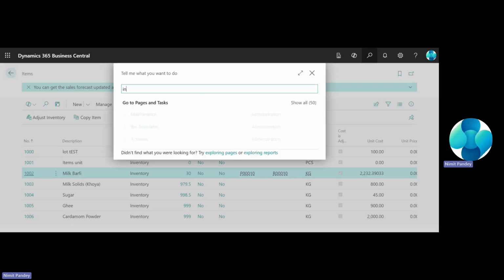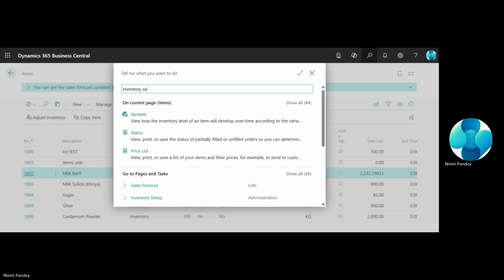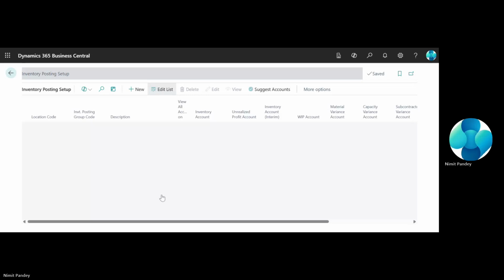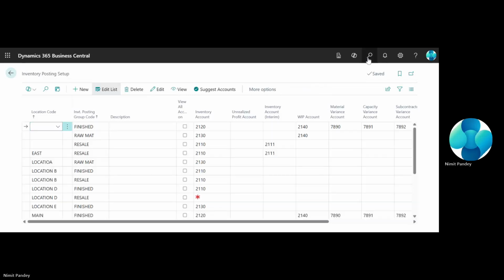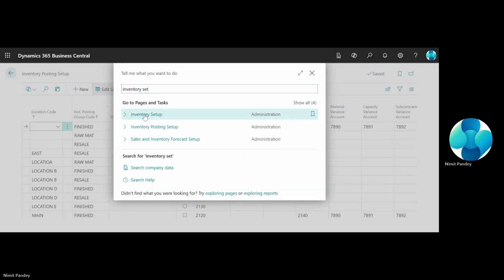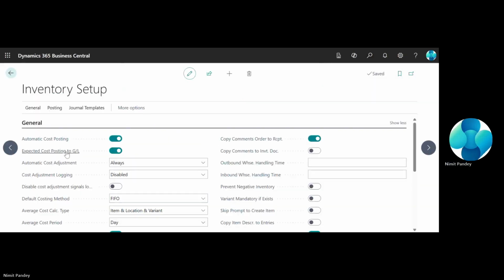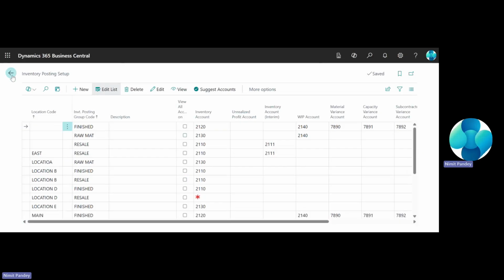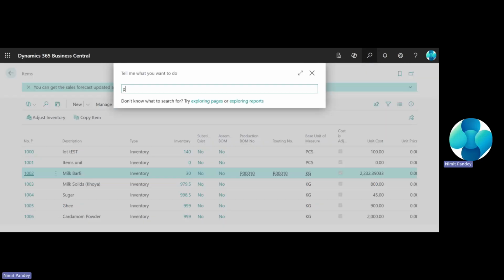and it depends on the inventory setup. So in the inventory setup, if the expected cost posting to GL boolean is true, then only the system will create a GL entry while posting the receipt. Okay.